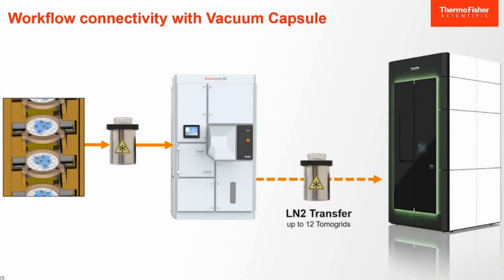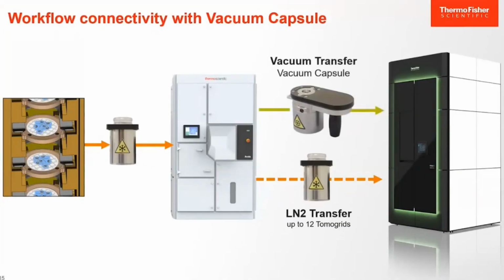However, we've noticed, and I will show you that on the next slide, that there is quite some contamination risk on the lamella if you have the sample inside liquid nitrogen. And we would like to avoid that. And for that reason, we've now come up with a new piece of hardware, a new capsule, a vacuum capsule, which allows for the transfer of samples under vacuum conditions from the Arctic to the Krios. And by doing so, there is less contamination, as I will show you.